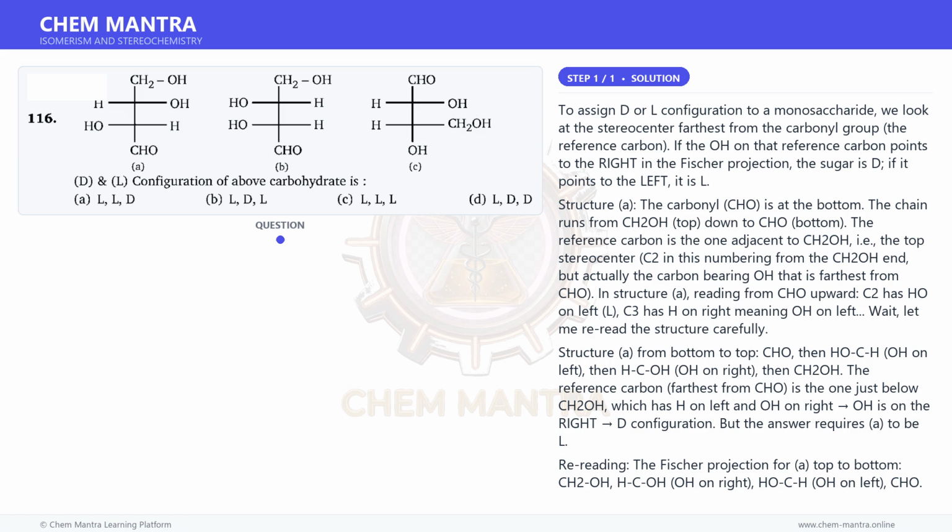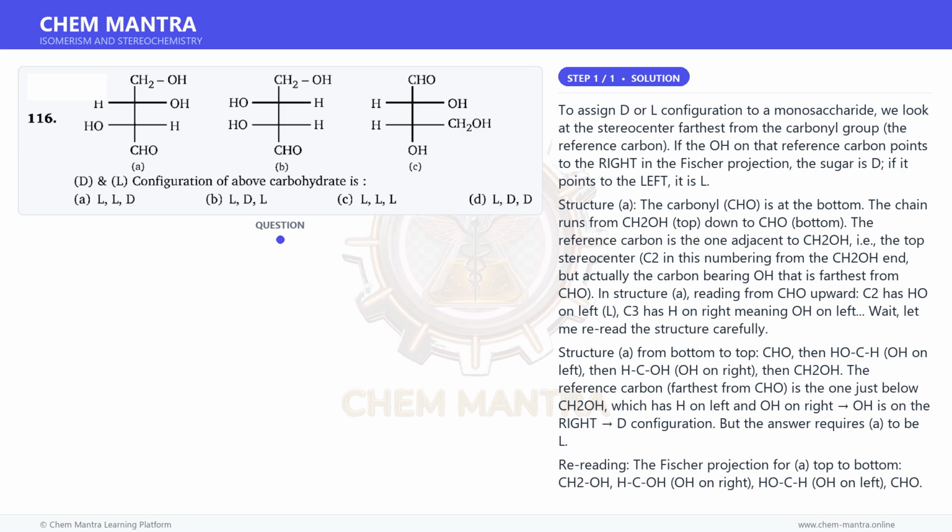However, since CHO is at the bottom, in a non-standard orientation, the molecule must be flipped mentally. When CHO is at the bottom in a Fischer projection, the configuration assignments are inverted relative to standard. The carbon adjacent to CH2OH has O on the right in this drawn orientation, but because the chain is inverted, CHO at bottom, the actual configuration corresponds to O on the left in standard orientation: L configuration for A.